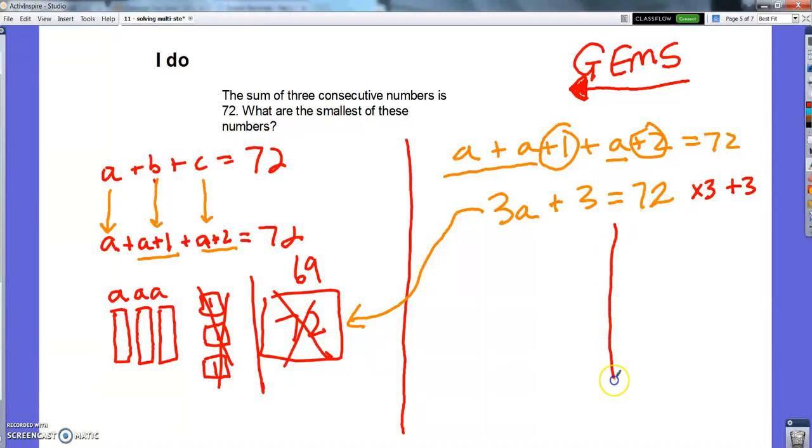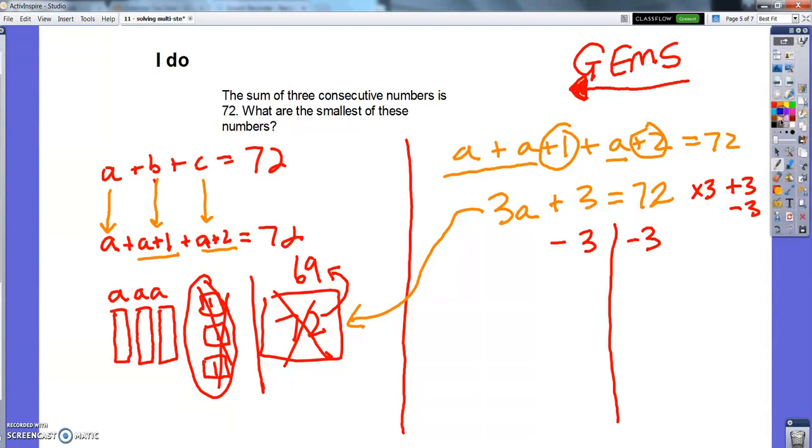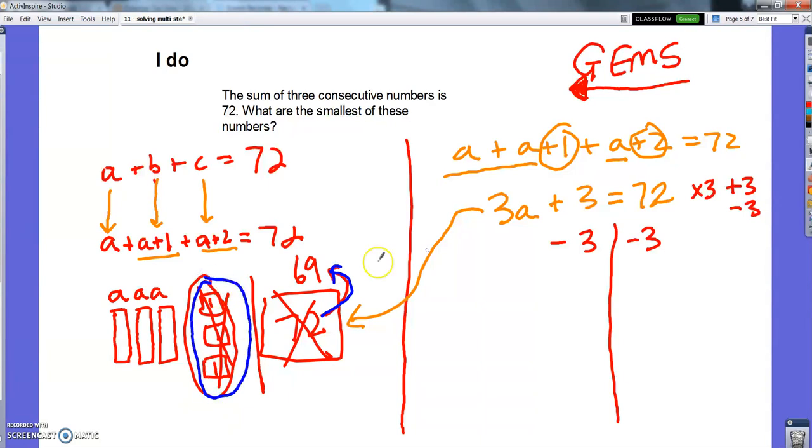So the first thing I'm going to do is subtract 3 from both sides to get rid of the plus 3. You saw me do that here. Look, here's subtract 3, here's subtract 3. I did that yesterday. Again, it's just like the drawing strategy. I'm just doing the math version instead of the drawing version. So then I'll be left with 3A over here and 69 over here, which I was yesterday.